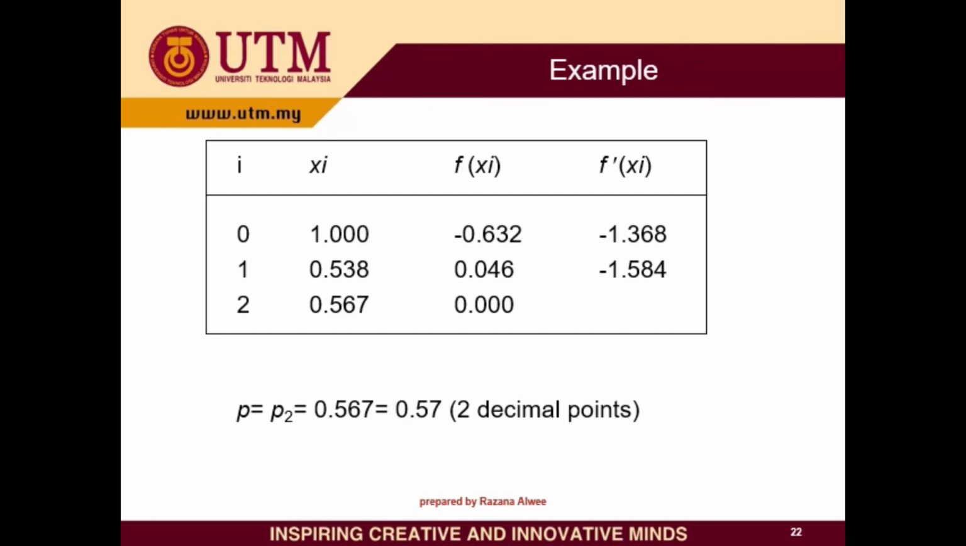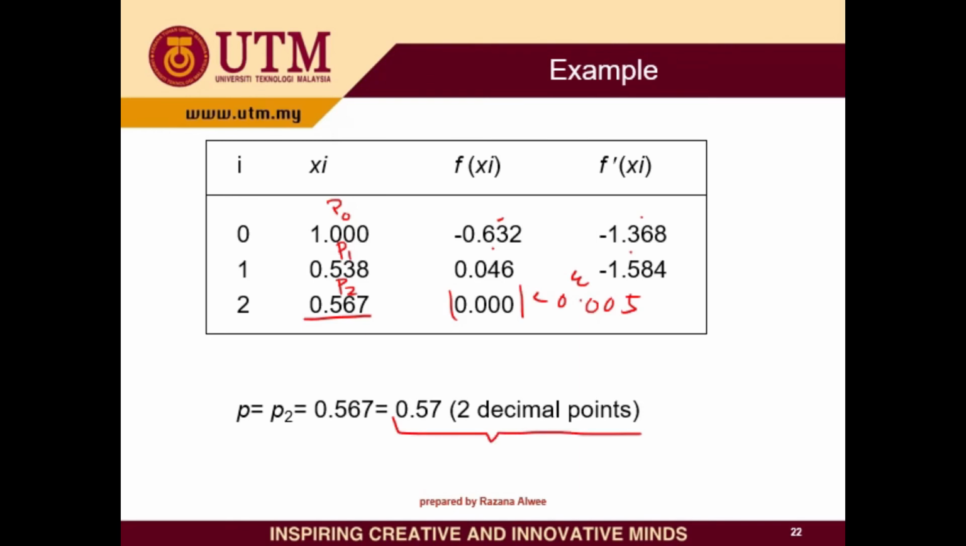Again, the table is compulsory. You need to make the table easier for you to understand. This is your P0. Then you find your F and F prime, then P1, and then using your P1, F prime, and F, you get your P2, where you get 0.000, which is less than our error. Based on that, we can say that P equals P2, 0.567 is the answer.